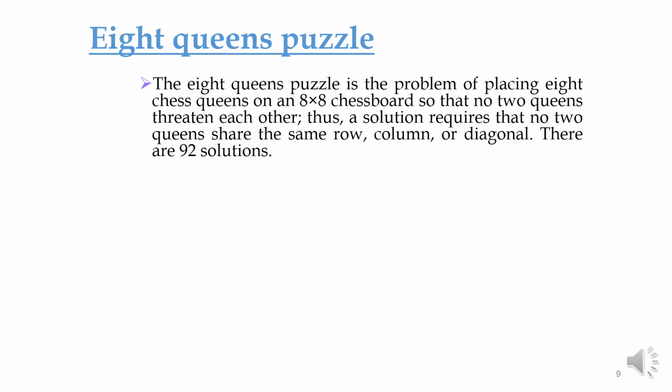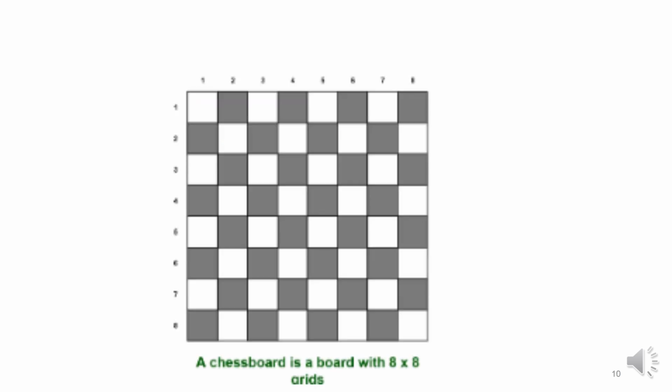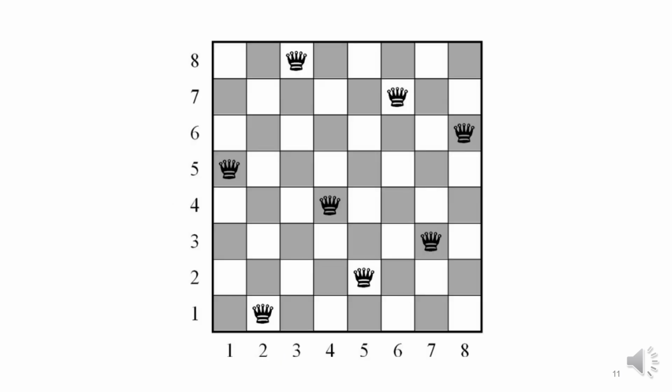Let us see the 8 coins problem. For this we need to use an 8 cross 8 chessboard, and there are 8 coins available. We have to keep all the 8 coins on the chessboard without violating the constraint. There are 92 possible solutions available for the 8 coins problem. Here we have to keep all the 8 coins on this chessboard without attacking each other, either horizontally, diagonally or vertically. And this is one of the solutions for the 8 coins problem.